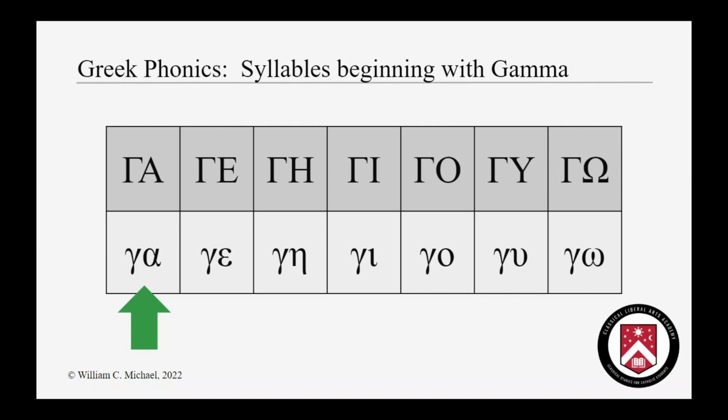Now let's read syllables beginning with the letter gamma. Ga, ge, ge, gi, go, gu, go.